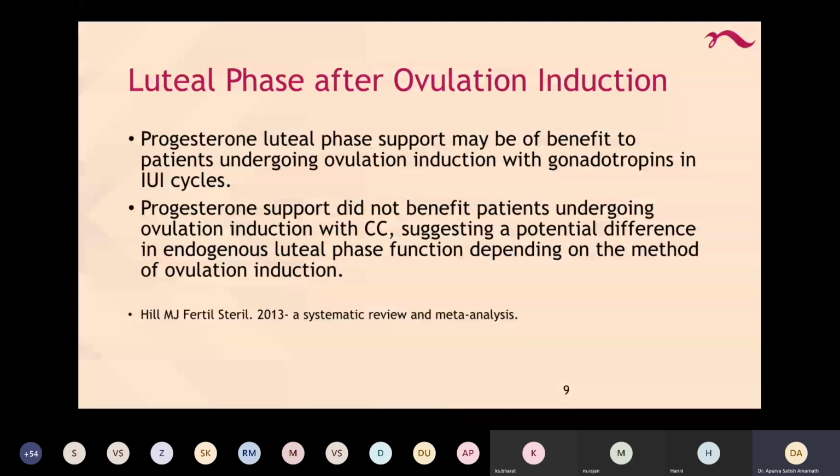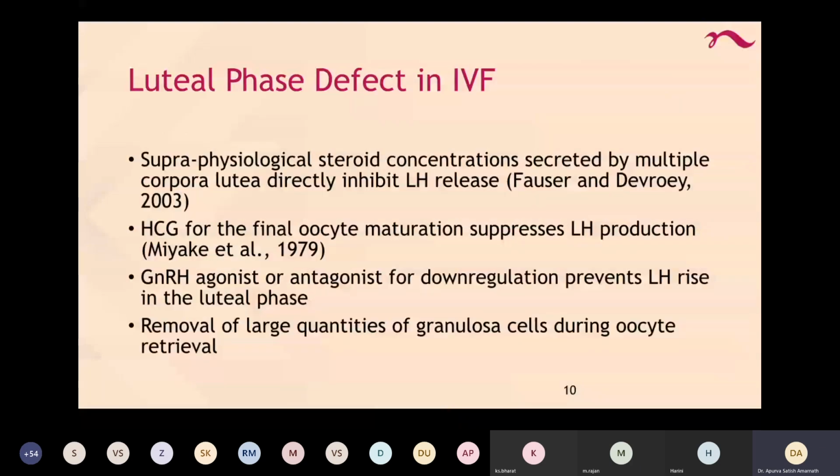So next, coming to luteal phase defect in IVF. This is basically seen because there is supraphysiological steroid concentration secreted by multiple corpora lutea, which directly inhibit LH release. HCG for the final oocyte maturation suppresses the endogenous LH production. A gonadotrophin agonist or antagonist for downregulation prevents the LH rise. And removal of large quantities of granulosa cells during oocyte retrieval contributes to the luteal phase defects in IVF, which is why luteal support is required in most cases of IVF.